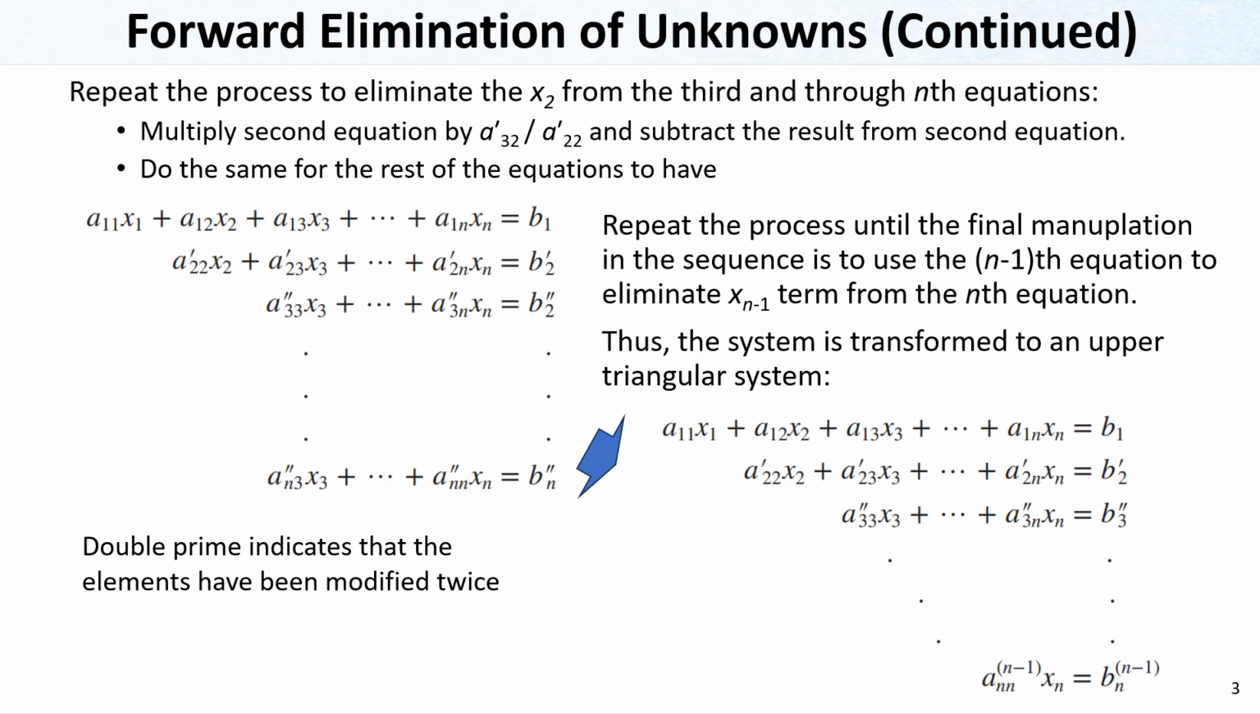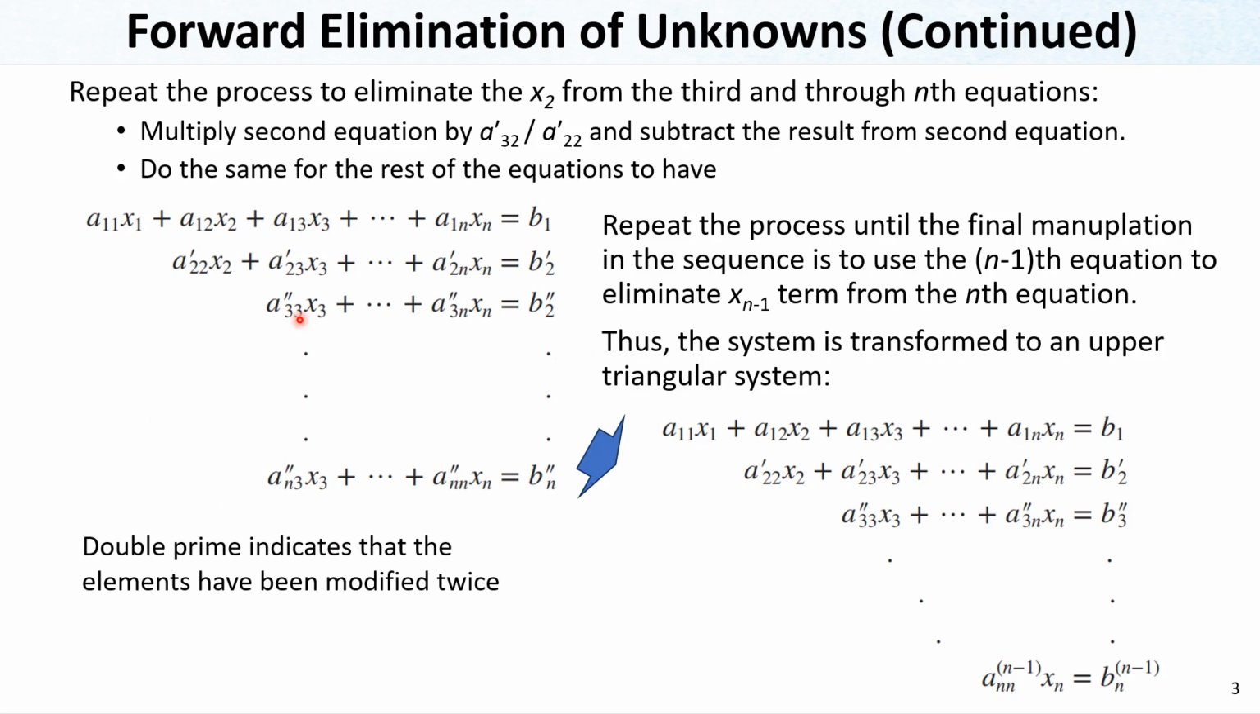In this slide, we continue on forward elimination, and we want to eliminate the a2 from the third and the other remaining equations. For the third equation, because we have a'32, we divide it by a'22 and multiply it by the second equation and subtract from the third one. We repeat this by multiplying by a'42 divided by a'22, multiply by this, subtract from the fourth one, then do the same for the fifth and the rest up to the nth equation.